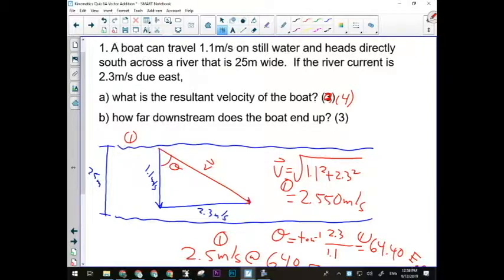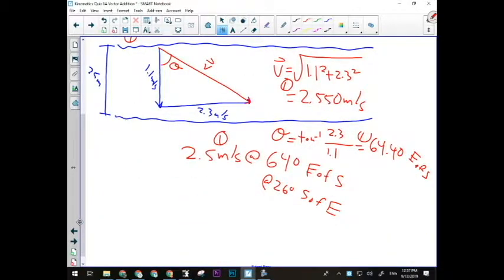Okay, questions on part A? All right. Their direction must match, guys. If they don't have the right direction with the right angle, it's not right. They must have the right number of significant figures.